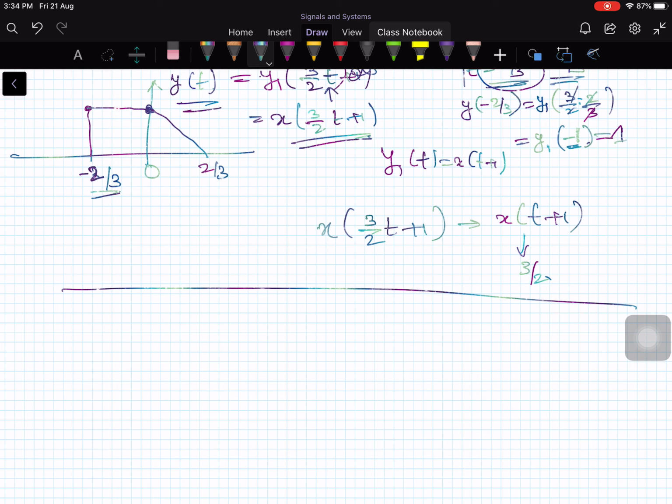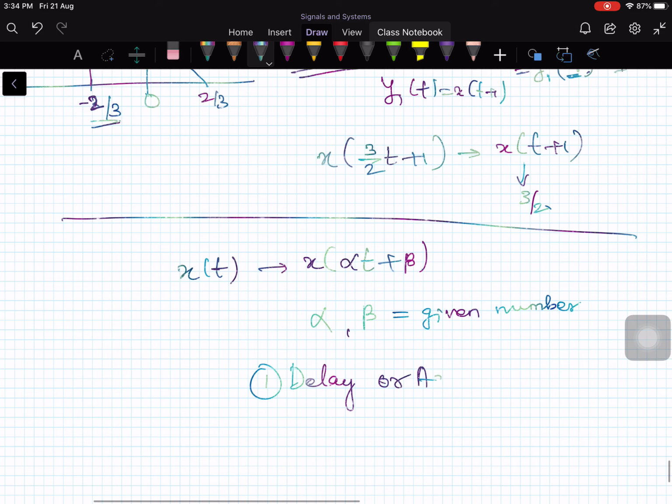Suppose that we would like to determine the effect of transforming the independent variable of a given signal x of t to obtain a signal of the form x of alpha t plus beta, where alpha and beta are given numbers, some constants. It can be positive or negative, it can be an integer, anything. Of course, if it is discrete, then it should be a whole number. A systematic approach to doing this is to first delay the signal or advance the signal. That is the first step, in accordance with the value of beta. If beta is greater than 0, then that operation is an advance operation, and if beta is less than 0, then it is a delay operation.